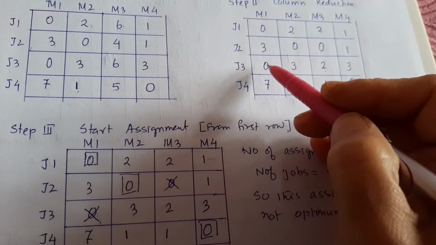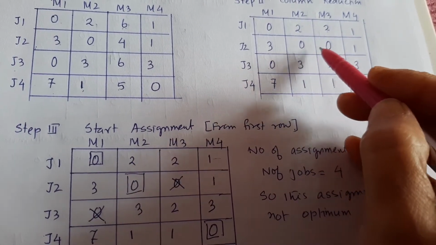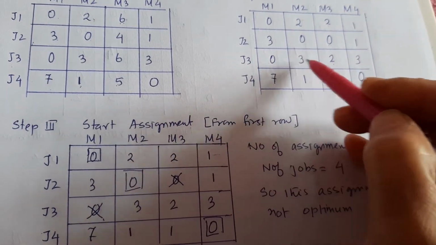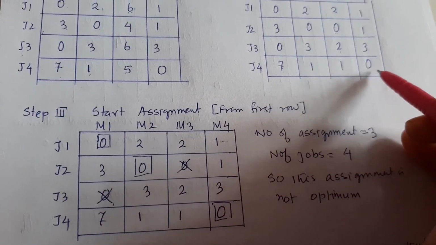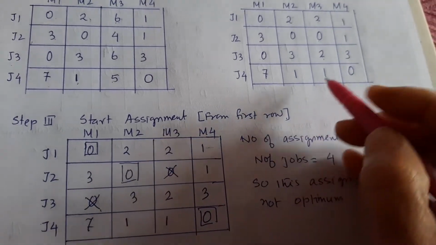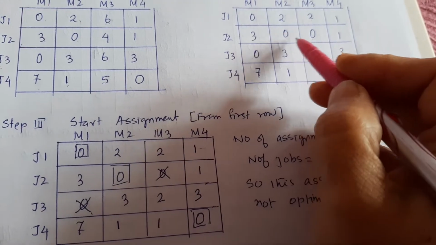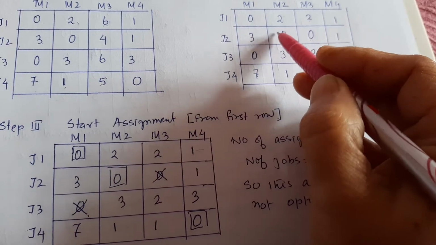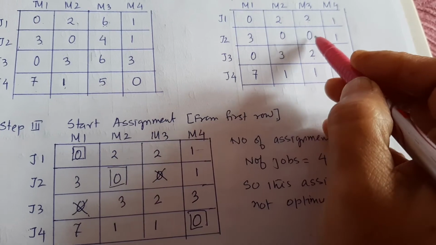After this crossing off, go to the second row. The second row has 2 zeros, but we'll leave it for some time and go to the next row. This one is already crossed off, so there are no zeros here. Go to the next row. In J4 there is a 0, so we box it. After boxing, you see there are 2 zeros left and no more zeros are available. So do this arbitrarily, because we have to assign. You can choose this one or this one, it doesn't matter.